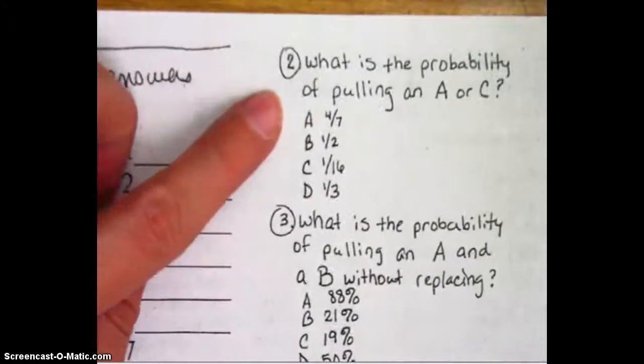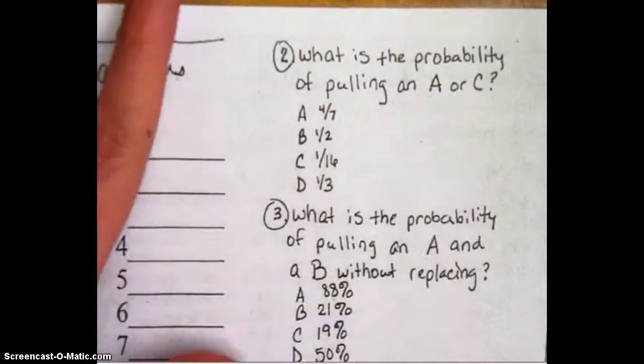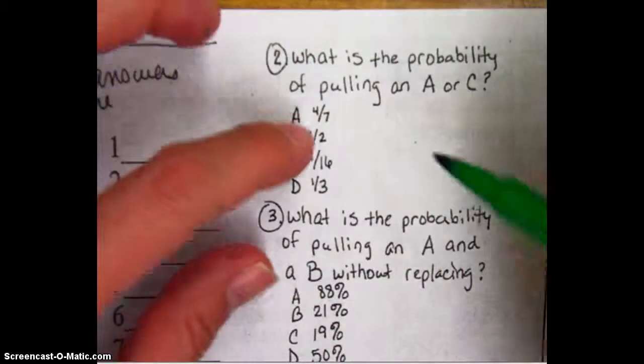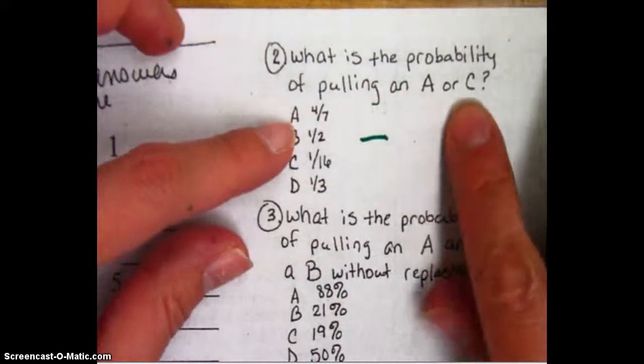Number 2, what is the probability of pulling an A or a C? Here, if you think about it, you're only pulling one time, and you're happy if you pull either an A or a C. So this is a simple event. It's only going to be one fraction. So you're going to pull either an A or a C.